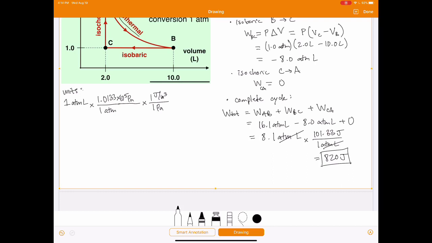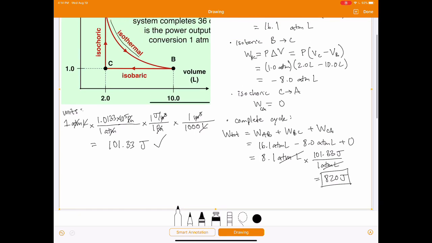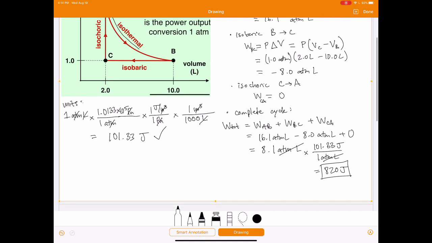And let's try to cancel some things out. Atmospheres go away, pascals go away. Okay, so there's one more thing we want to do, which is to say that in every cubic meter, we have 1,000 liters. So liters on the bottom cancels with liters over here. Meters cubed cancels with meters cubed, and then we're just left with joules. And if you do that calculation, you'll find it's 101.33 joules. So atmospheres times liters is actually a unit of energy, and it's equivalent to 101.33 joules.